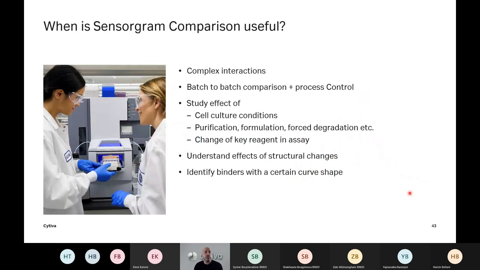This is very useful when, for example, we have complex interactions, or we can also use sensorgram comparison to compare different batches of the molecule that we produce during process control. We can study the effects of any change in the cell culture conditions, in the purification, formulation, or forced degradation studies, or any change in a key reagent in the assay, by comparing the binding profile of the molecules before and after the change.